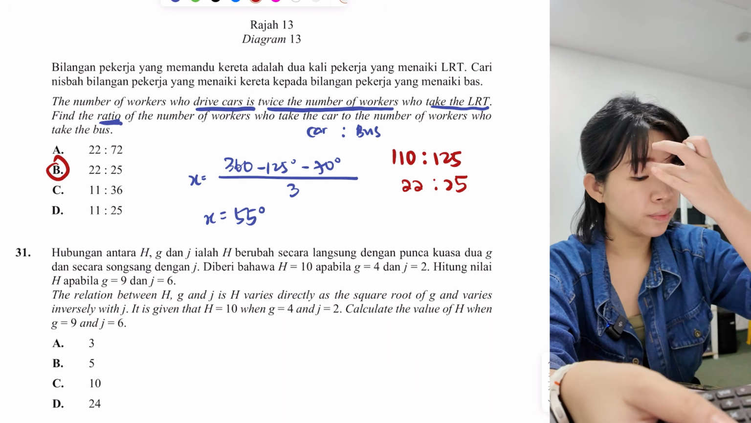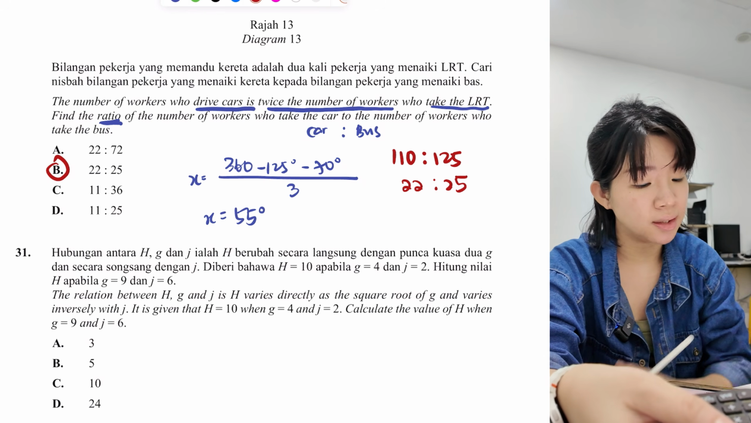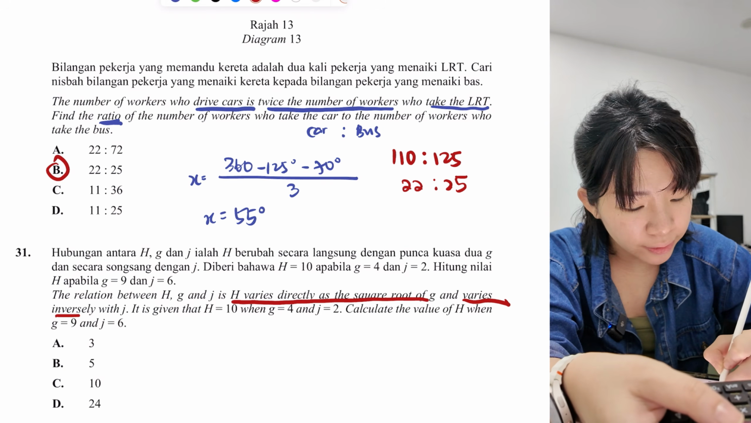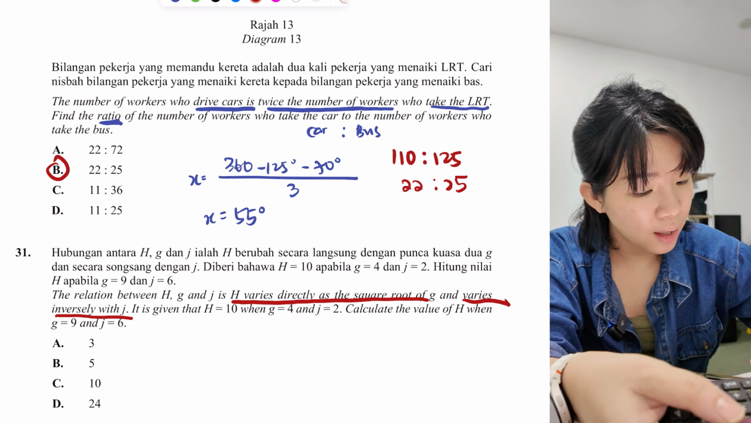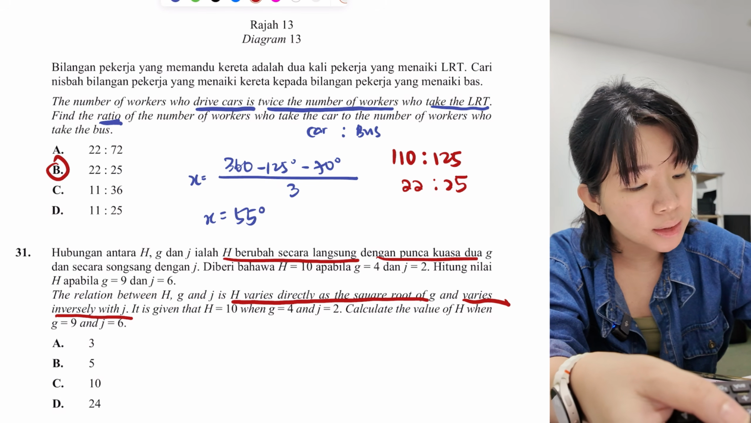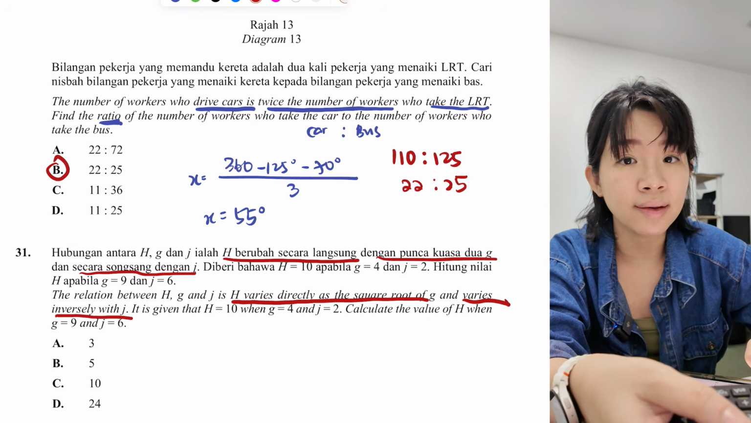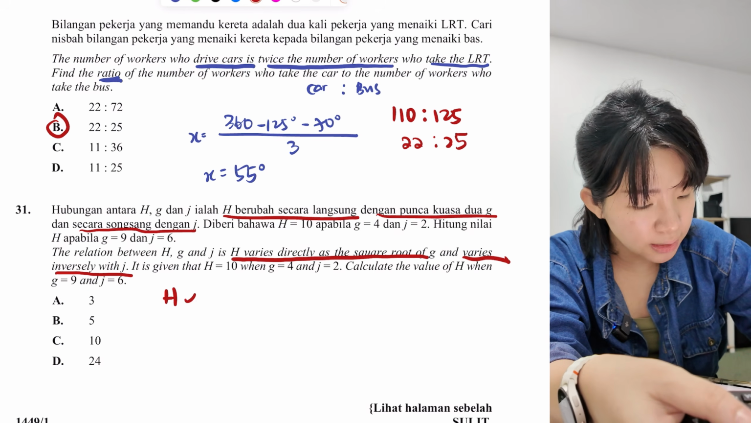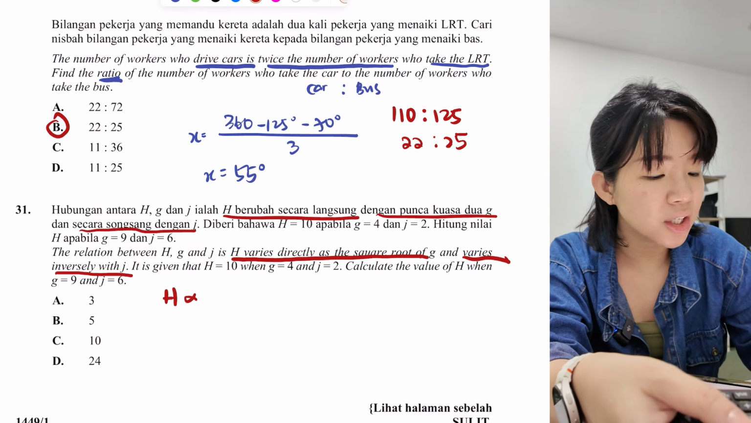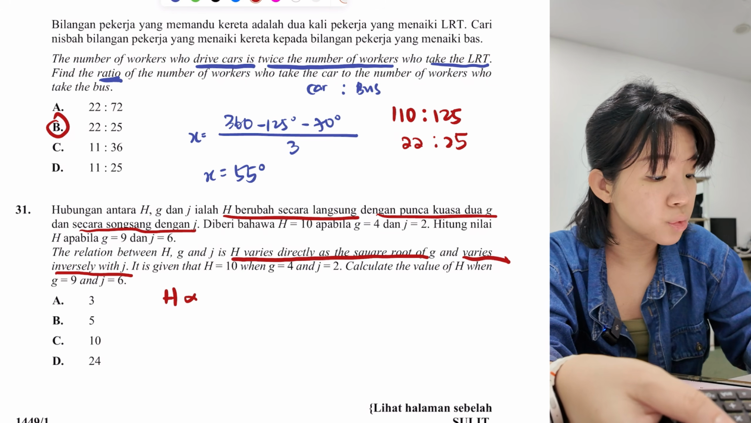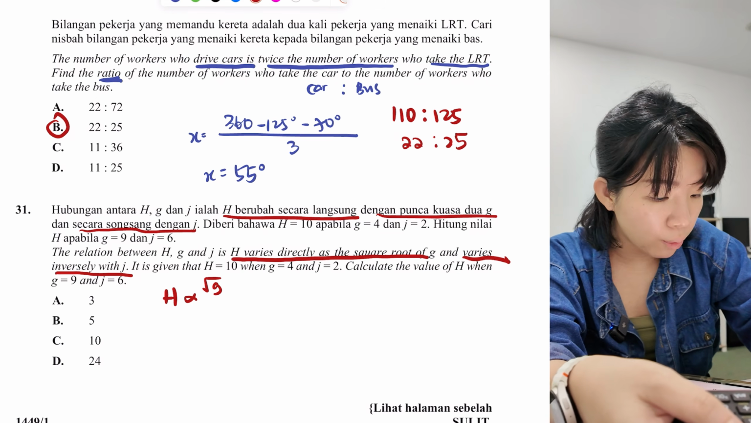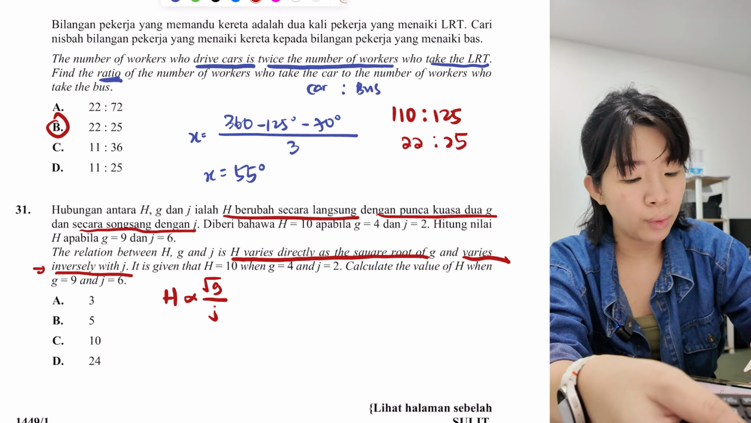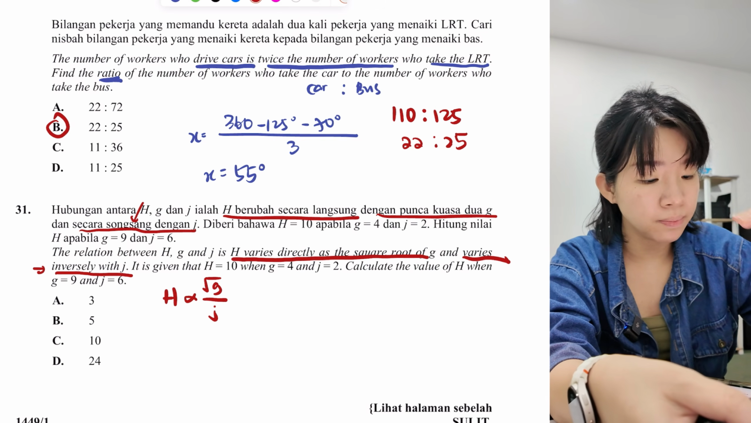Okay, last question. Now the relation between h, g, j. Here they say h varies directly as the square root of g and varies inversely with j. Based on this sentence, we can write the equation, right? So h, we put this symbol first. Directly, we put on top, so the square root of g. Over, inversely with j, so j is put at the bottom. When you see inverse, make sure it is at the bottom.